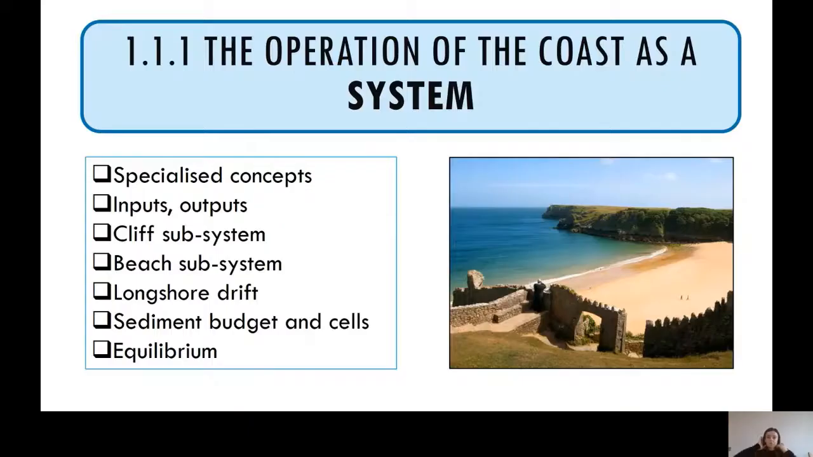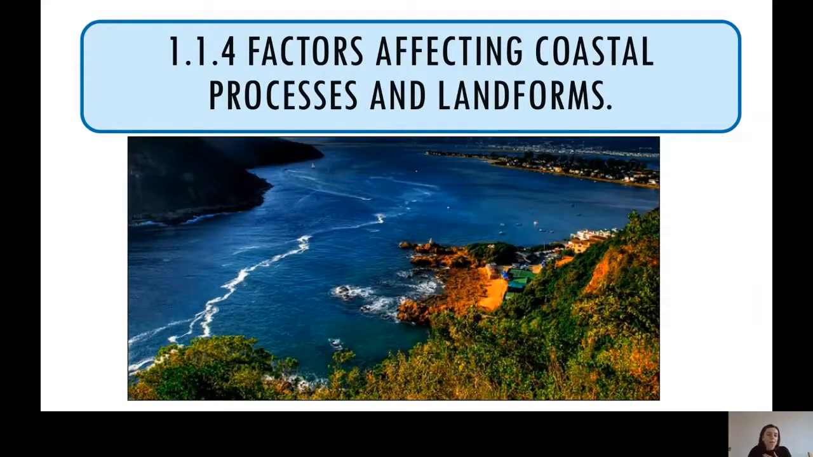And that's us, in a nutshell, having covered 1.1.1, the operation of a coast as a system. Now we're going to move on to 1.1.4, which is factors affecting coastal processes. I'm also going to integrate a lot of 1.1.5 here, which is mass movement, weathering and erosional processes. I don't have time to look at landforms today, but I'm going to bring in the processes and movement.